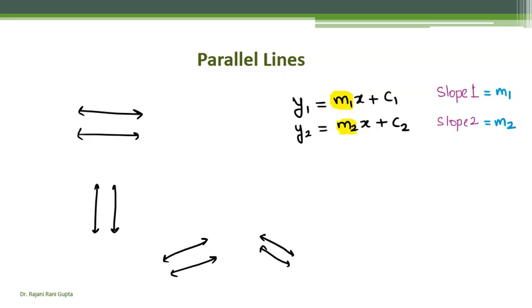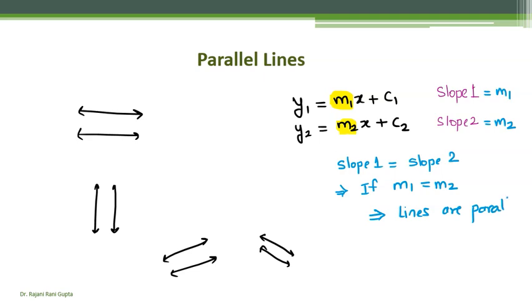So depending upon these slopes, we say that these two lines are parallel if slope 1 is equal to slope 2. That is, if m1 is equal to m2, we say that the lines are parallel. Okay. So if someone gives you two equations of line, and they ask you if the lines are parallel or not, what you have to do is find the slope of both the lines and check if it's same, the lines are parallel. If not same, the lines are not parallel.